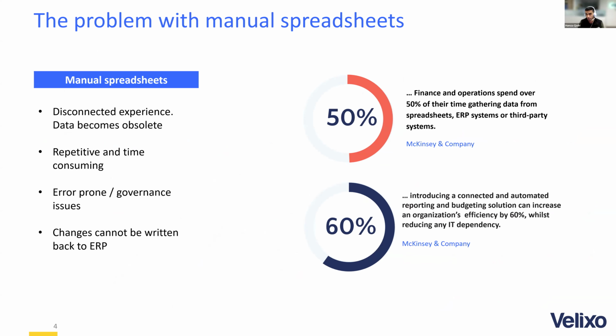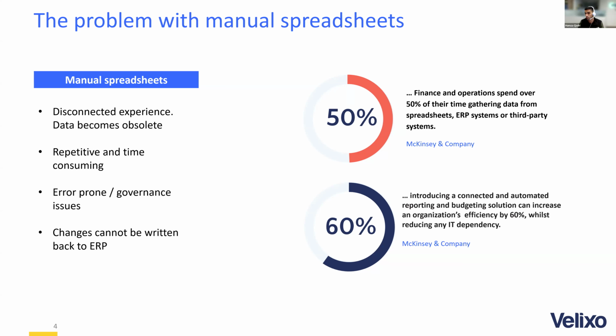So what is the problem that we solve? Basically, we solve the problem with manual spreadsheets. And the problem with manual spreadsheets boils down to a few issues. First of all, it's a completely disconnected experience, and the data becomes obsolete the second you export it, cannot be trusted anymore. For this reason, it becomes repetitive and time-consuming to produce reports. And not only that, it's also incredibly error-prone. Governance issues can happen, and it can get challenging to manage document access and security for your whole team. And on top of that, changes made to the data in Excel would only be transferable to your ERP by manually entering it, which is highly inefficient.